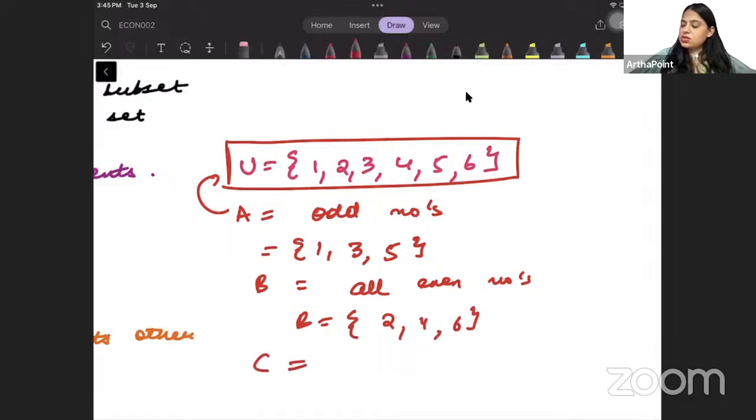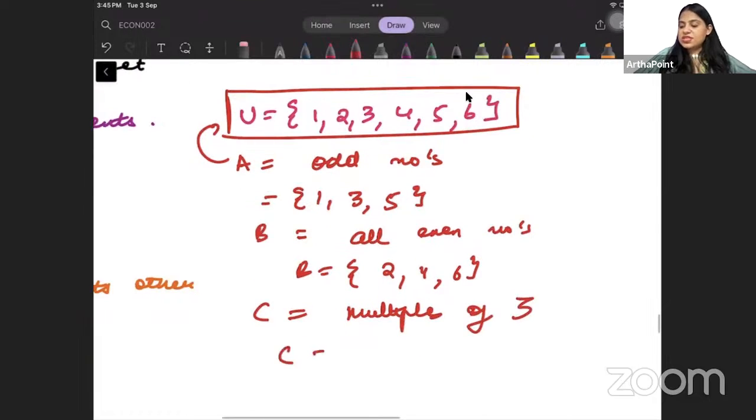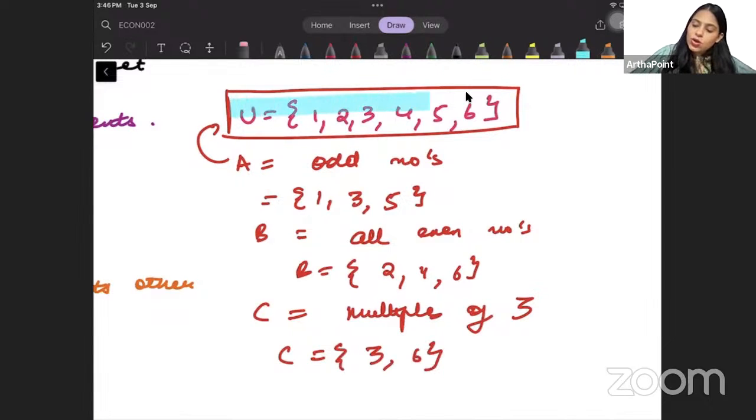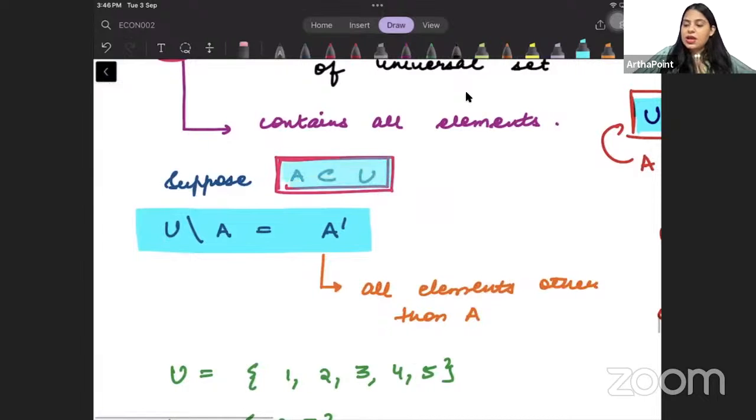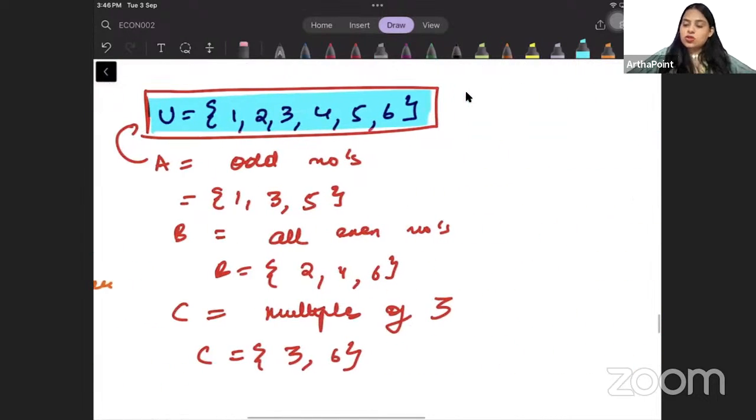Suppose, beta, I tell you C is the multiples of 3. So C will be 3, 6. You have to take only from the universal set. The universal set is the biggest set possible. See, this is a universal set. Every set has to be a subset of the universal set.